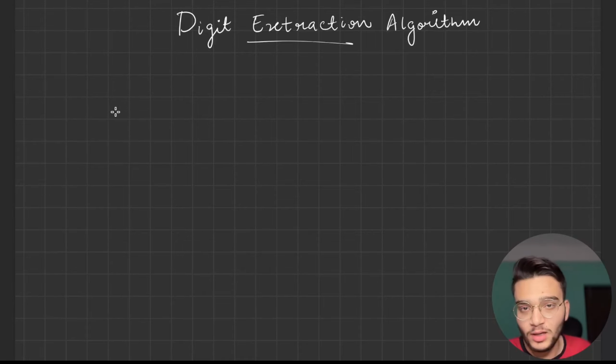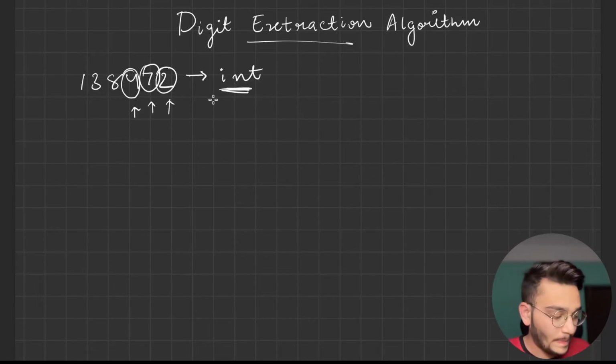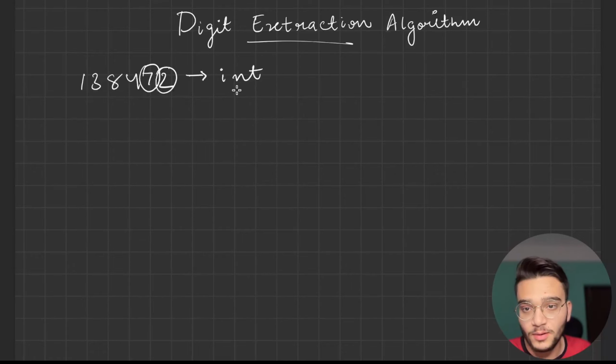So, for example, let's say we have a number called 138472. Now, this number is an integer, okay? And somehow you need to extract each and every digit out of this number without converting it into string. Hear me out. You need to extract every digit out of this number, keeping it as an integer without converting it to a string. So let's see how we can do that.